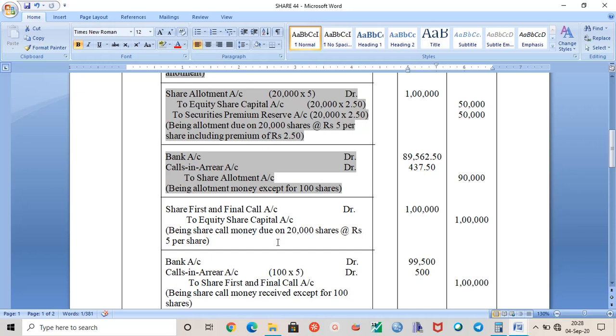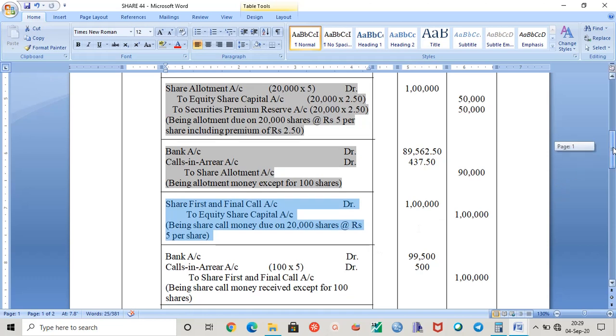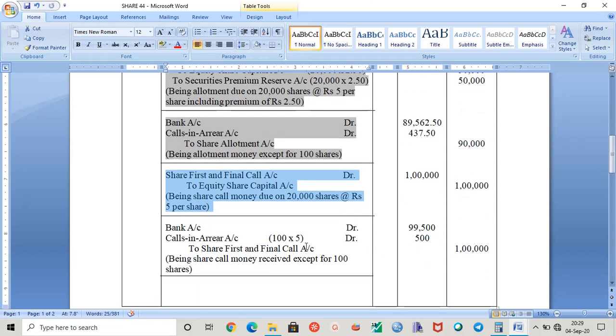Now let us move on to the first and final call money, the fifth entry. Share first and final call money will be due on 20,000 shares at the rate of rupees 5 per share, so it will be 1 lakh. Here 100 shares were actually allotted, so 100 into 5 will be 500. This is very simple. This kind of questions we are already doing.